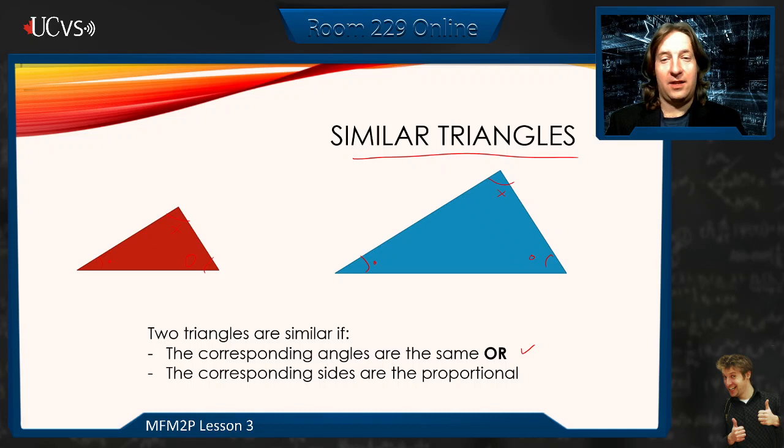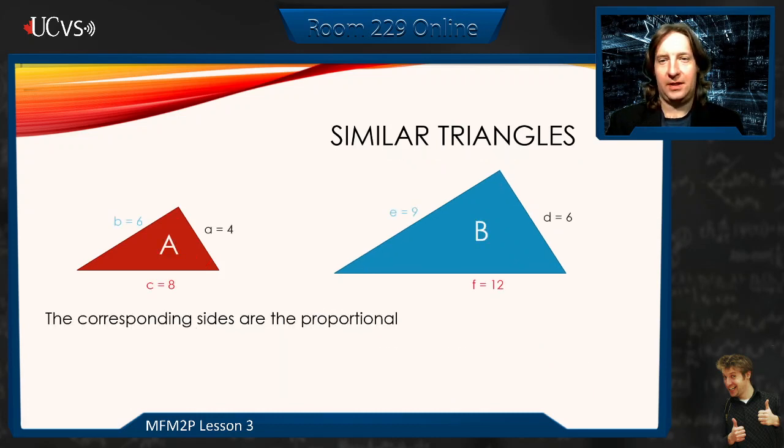The other thing we're going to use to check is whether the corresponding sides are proportional. That proportion really just means some sort of fraction. We're going to see how to do this in the next problem. Let's say in these two triangles, let's call them A and B, I'm going to label them with the side lengths. Triangle A has side lengths of 4, 6, and 8, labeled A, B, and C. Triangle B has side lengths of 6, 9, and 12, labeled E, D, F. I've color-coded them according to the corresponding sides.